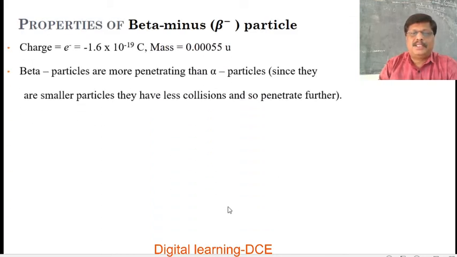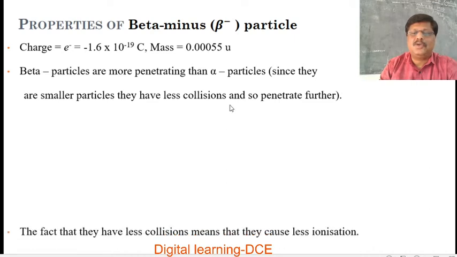What are the properties? As you know, it has a charge of minus 1.6 into 10 power minus 19 coulomb, and mass 0.00055 atomic mass unit. Beta particles are more penetrating than alpha particles. Since they are smaller particles, they have fewer collisions and so penetrate further.